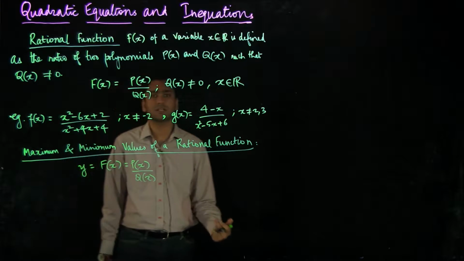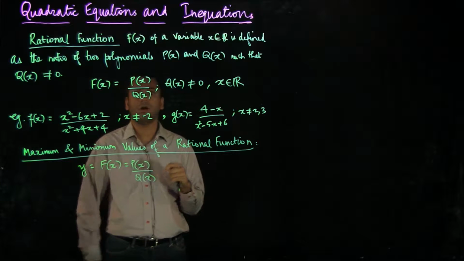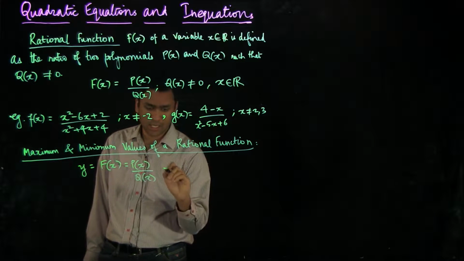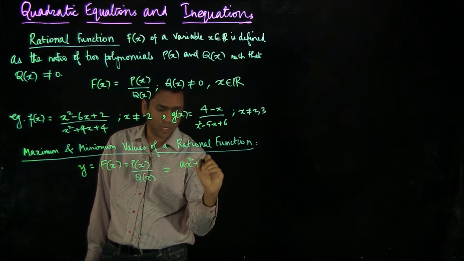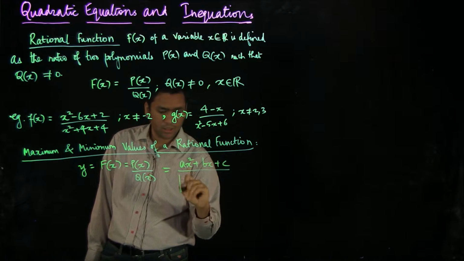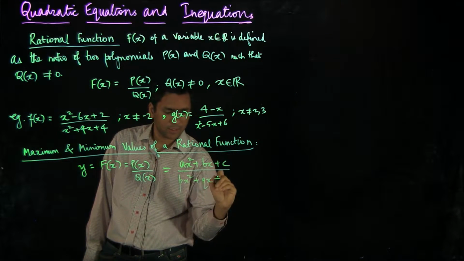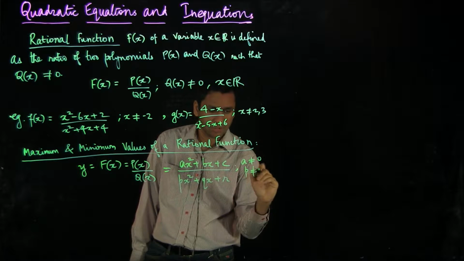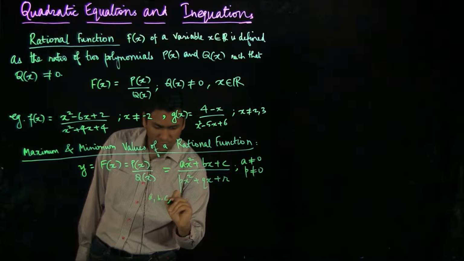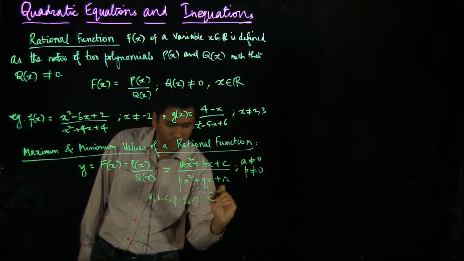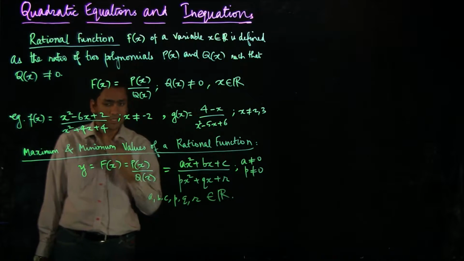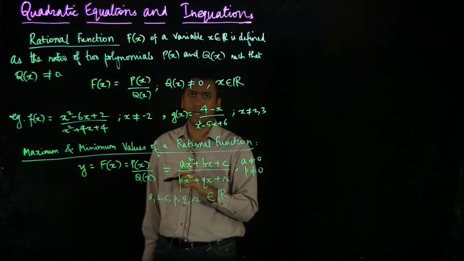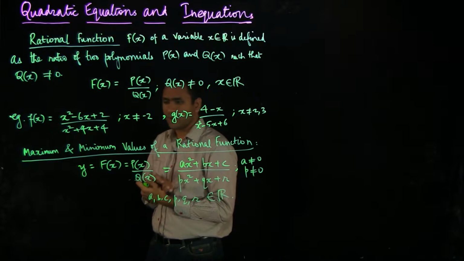And now we are going to be considering the rational function, or the ratio, of two different quadratic polynomials. So for example, just to illustrate, we take ax squared plus bx plus c and px squared plus qx plus r, where of course a not equal to 0 and p not equal to 0, and also all these 6 numbers a, b, c and p, q, r belong to the set of real numbers. So to illustrate the maximum and minimum values of a rational function, I have taken the ratio of two quadratic polynomials to obtain a rational function f(x).